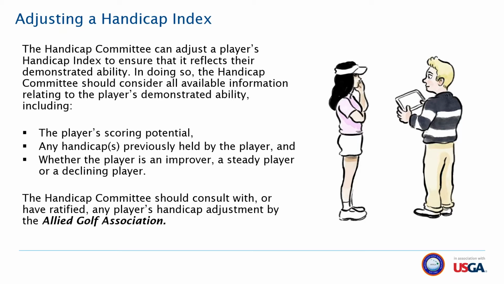So the handicap committee can adjust a player's handicap index to ensure that it reflects their demonstrated ability. In doing so, the handicap committee should consider all available information relating to the player's demonstrated ability. This includes the player's scoring potential, any handicap previously held by the player, and whether the player is an improver, a steady player, or a declining player. The handicap committee should consult with or have ratified any player's handicap adjustment by their allied golf association.